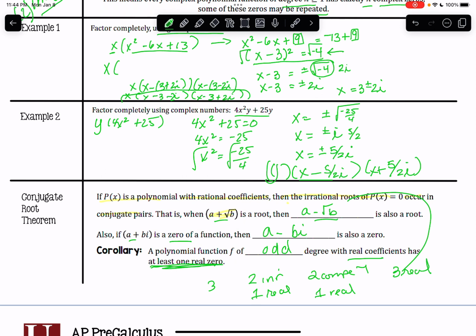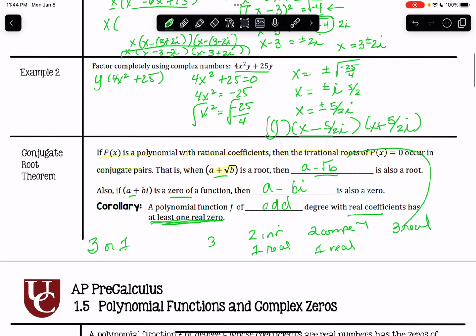And so what we do is if it's degree 3, we could say it has 3 or 1 real root. And if it's 5, we would say it has 5 or 3 or 1 because the other ones come in pairs. All right, so I'll stop the video here.